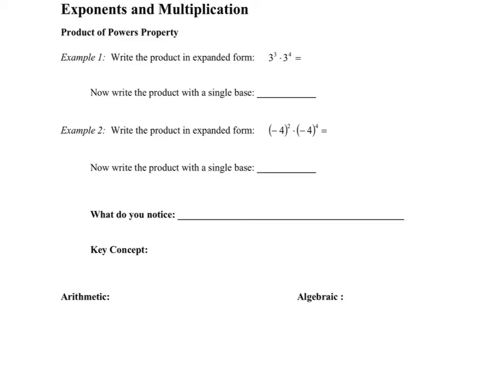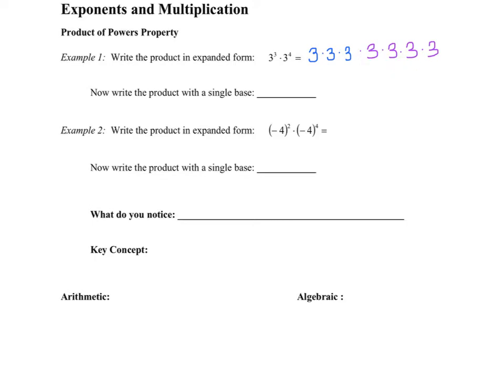So let's expand that. 3 to the third power means 3 times 3 times 3. And then you're going to times that by 3 to the fourth power, which means 3 times 3 times 3 times 3. So what do we notice here? How many 3's do we have? We have 1, 2, 3, 4, 5, 6, 7.